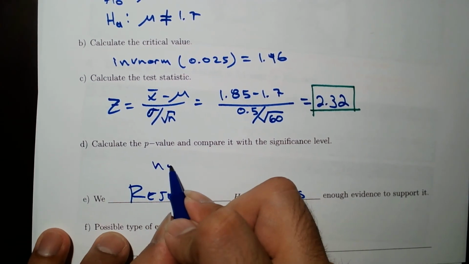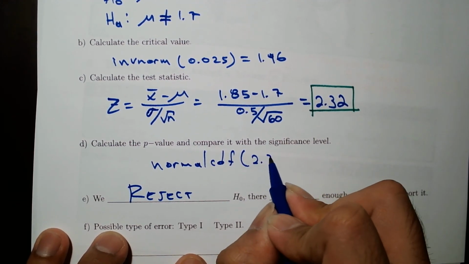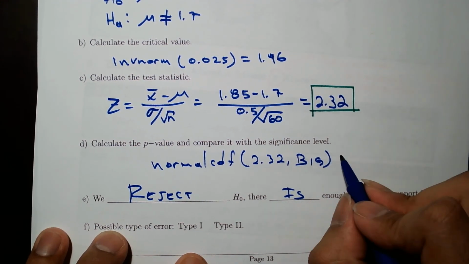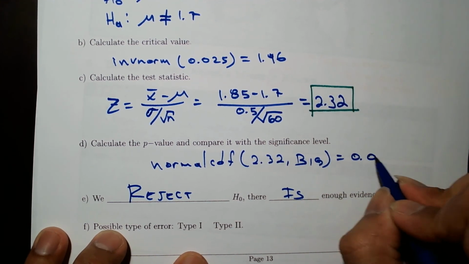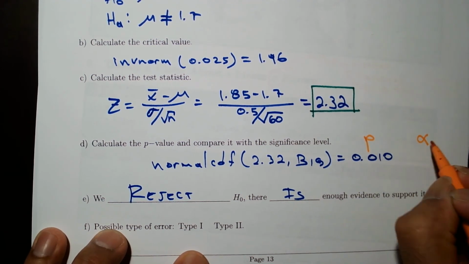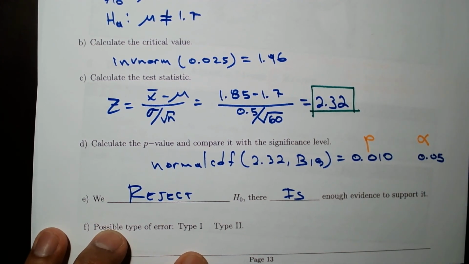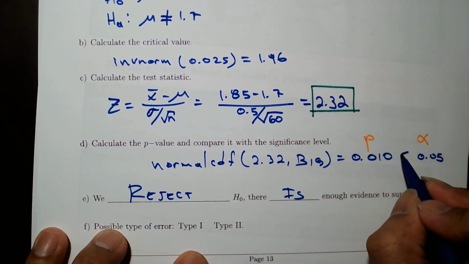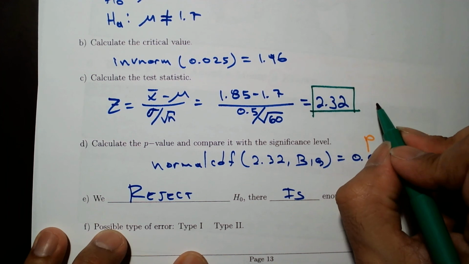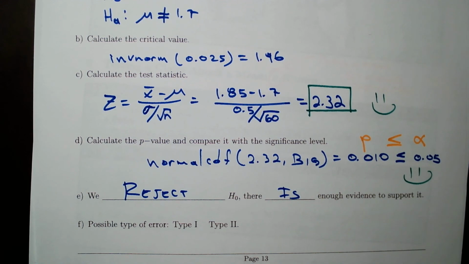All right, normal CDF, 2.32 to something huge, big, whatever it is, and in this case I get 0.010. That's our p-value, and alpha was in this case 0.05. If we put them together, clearly this is less than or equal. So that's why we reject the null hypothesis.